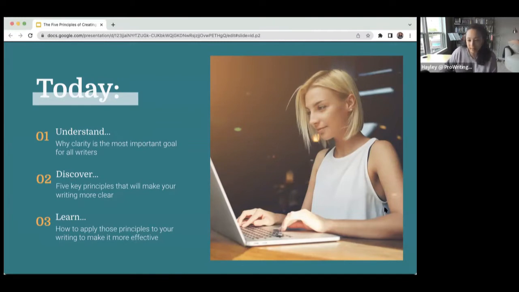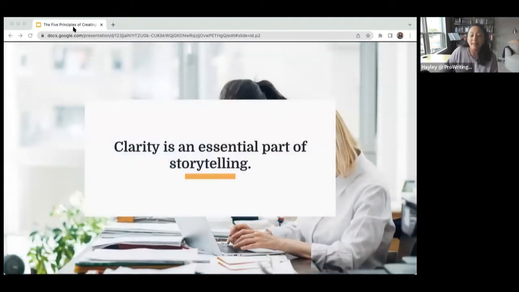Okay. All that housekeeping being taken care of, let's just go ahead and dive in because we have a lot to talk about. So clarity, why is clarity so important? Clarity is an essential part of storytelling because if your writing is not clear, your work is not going to engage readers. So as writers, our main job is to get our meaning across clearly, effectively. And when our writing is too complicated or too hard to follow, that means that we're not doing our job.